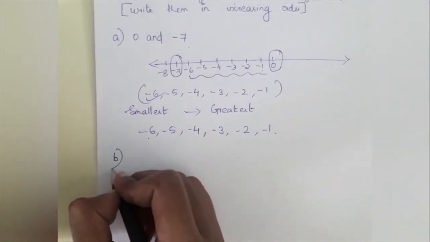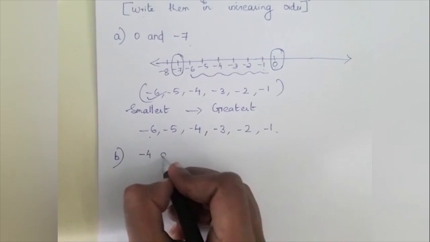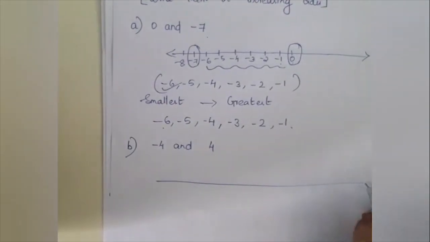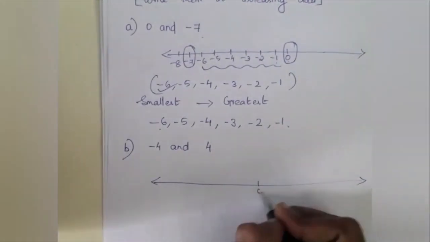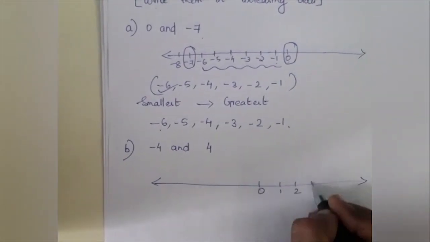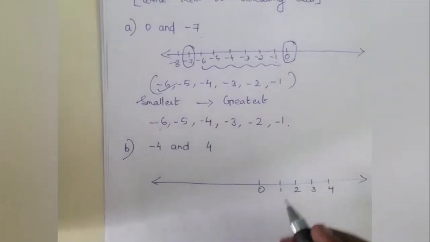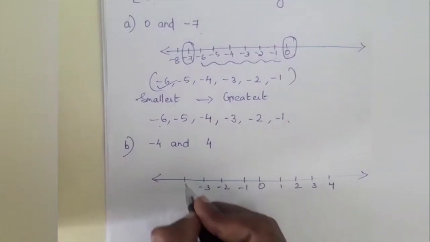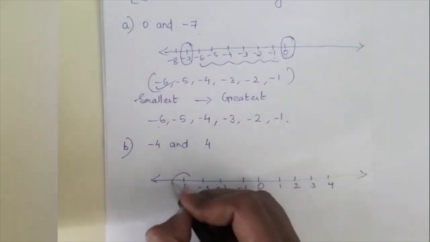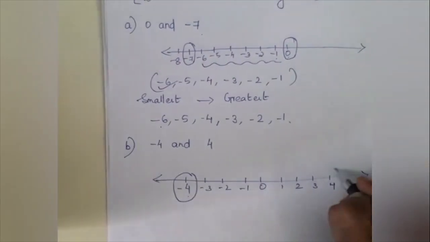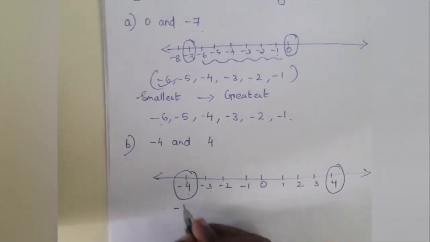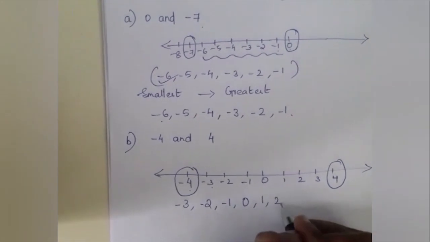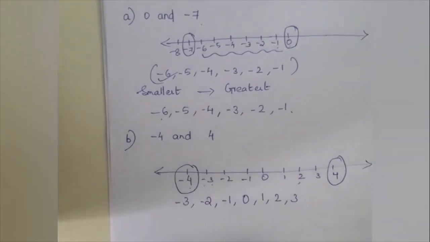Second question is minus 4 and 4. So draw a number line. 0, to the right side 1, 2, 3, 4, positive integers up to 4, and negative integers minus 1, minus 2, minus 3 and minus 4. You have to write all the integers in between negative 4 and 4. Which are the integers? Minus 3, minus 2, minus 1, 0, 1, 2 and 3. All the integers in between.